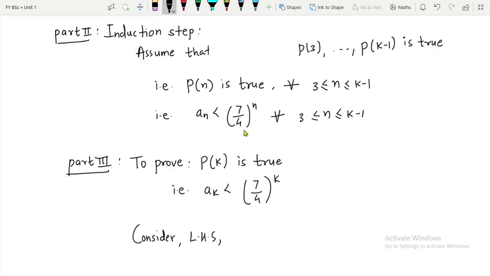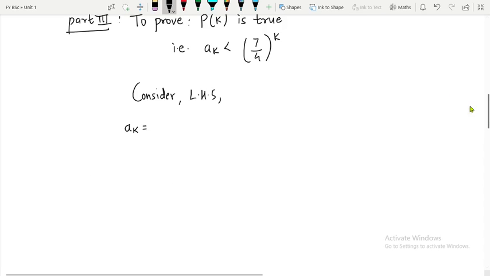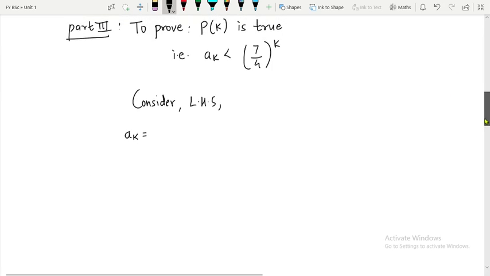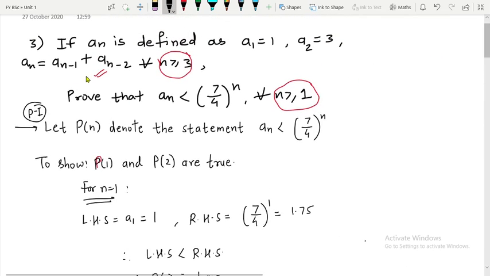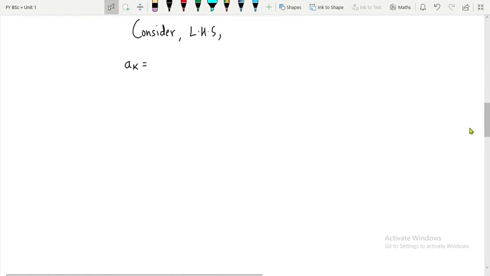So my LHS is a_k, but we already have the value of a_n as a_(n-1) plus a_(n-2). So what will be our a_k? It will be a_(k-1) plus a_(k-2), which is further equal to, now the induction hypothesis.